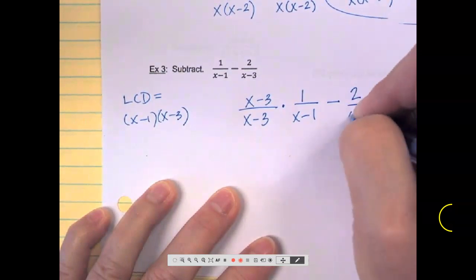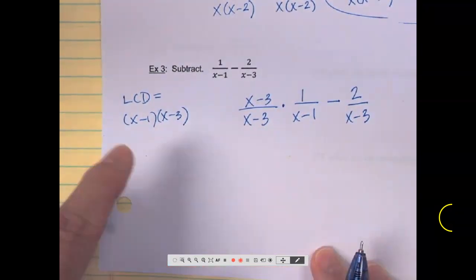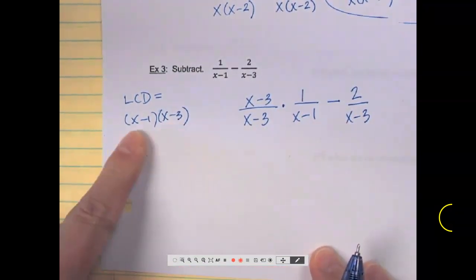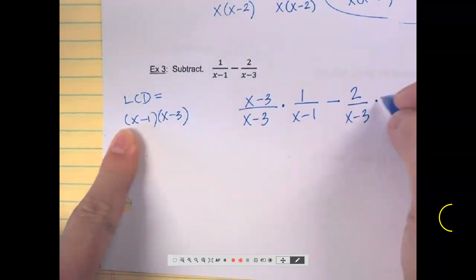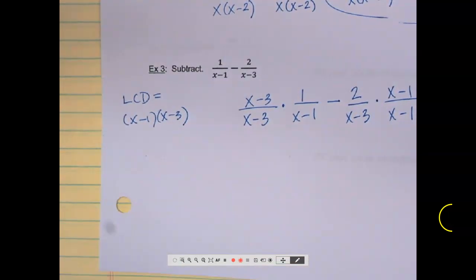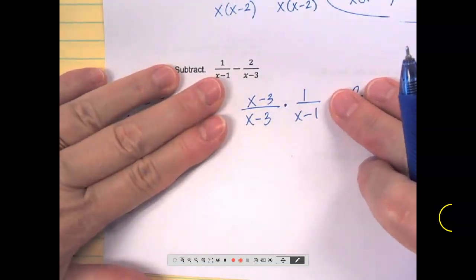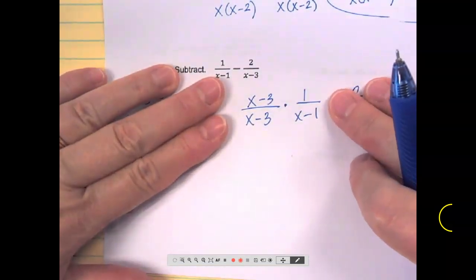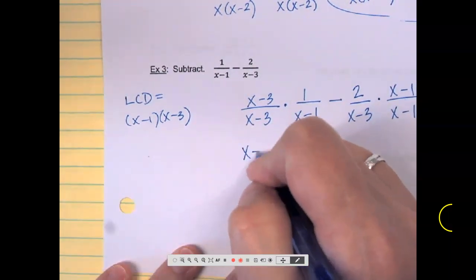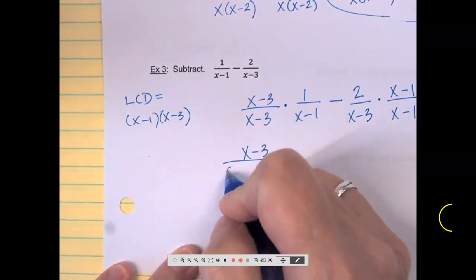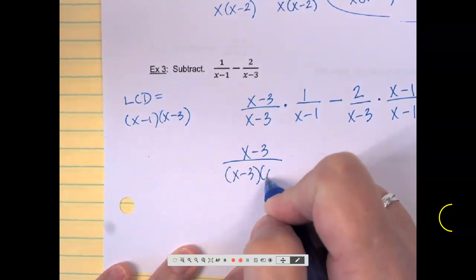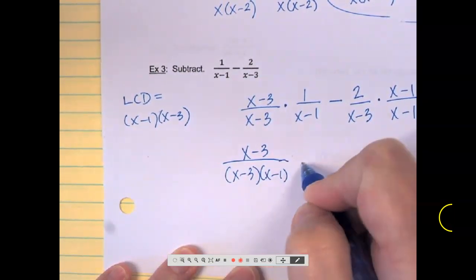Minus 2 over x minus 3. Okay, it's got the x minus 3 in the denominator. It's missing the x minus 1. So I've got to multiply top and bottom so that I'm multiplying by 1 and not changing the value of the fraction. Okay, we're going to multiply those two together. So that's just x minus 3 up top. And x minus 3, x minus 1.